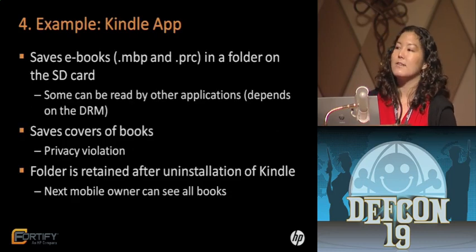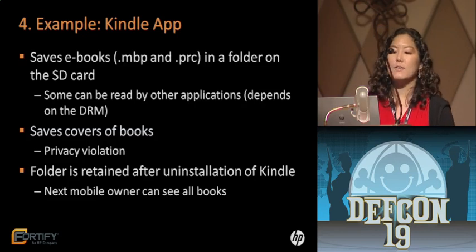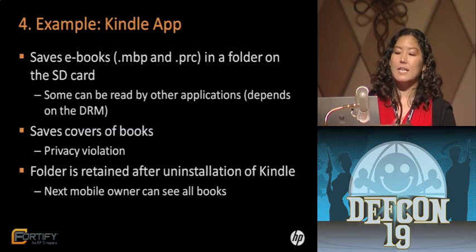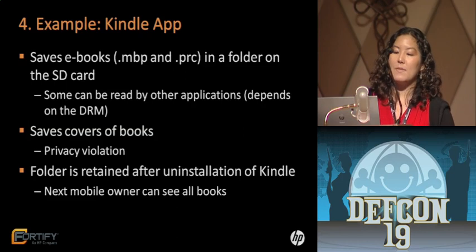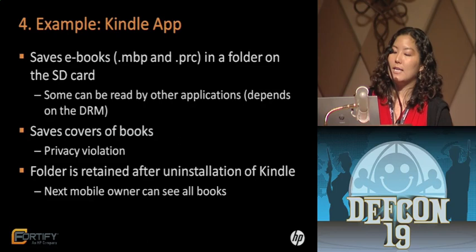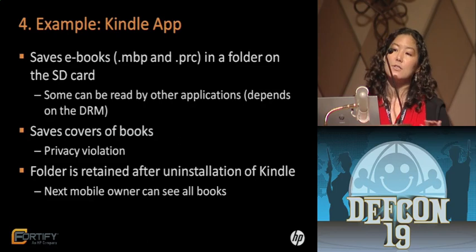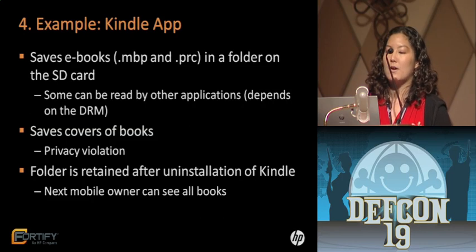An example that we found in our analysis is in the Kindle application. The Kindle application saves a bunch of data on the SD card. First of all, it saves the ebooks on the SD card. This can be a problem because third-party applications can read the SD card, which means they can get access to the ebooks. So an attacker can have free ebooks. Whether they can read them or not depends on the DRM, so some are not protected.